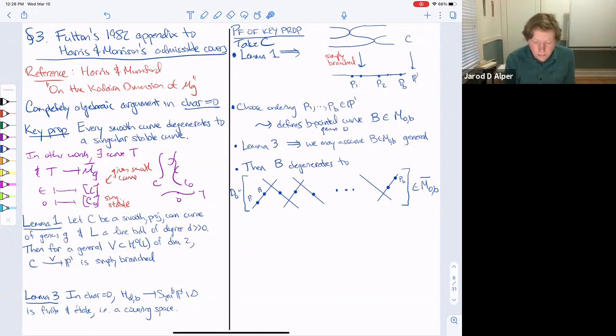And so I'm viewing B, this ordered set of points, as a point in the moduli space of B ordered genus 0 points. Since I want to degenerate to a singular stable curve, Lemma 3 allows me to deform this simple branch covering to arrange that the branch locus is general. So I can assume B is general, and that allows me to deform these B ordered points to a particular nice genus 0 B-pointed stable curve. So B degenerates to this curve here.